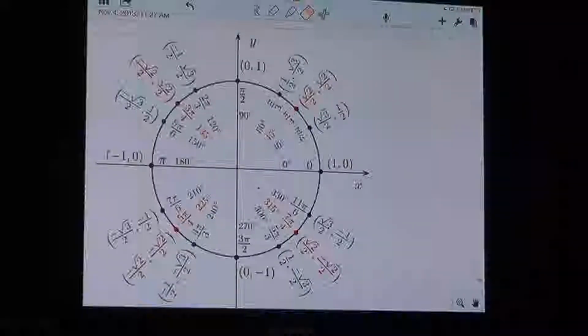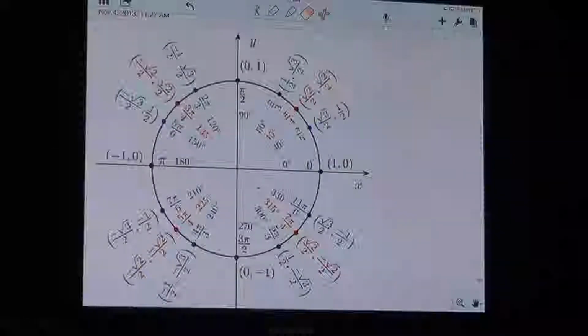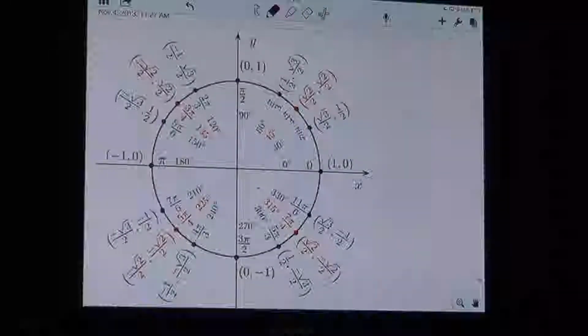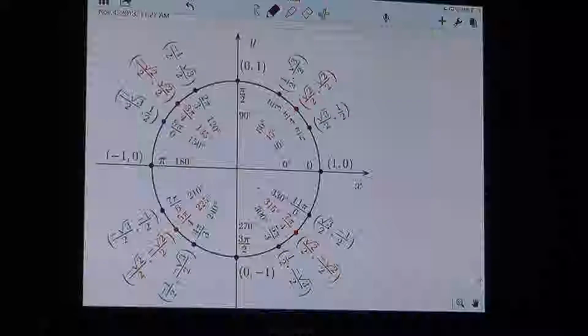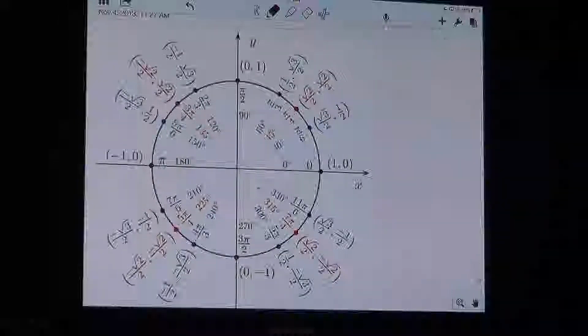So, some of them I had no issues with, and the other ones I got completely off. It's very easy to make small mistakes that totally change your answer, right? Can you guys see the unit circle up here? Okay. I'll just leave it up. What questions do you have?